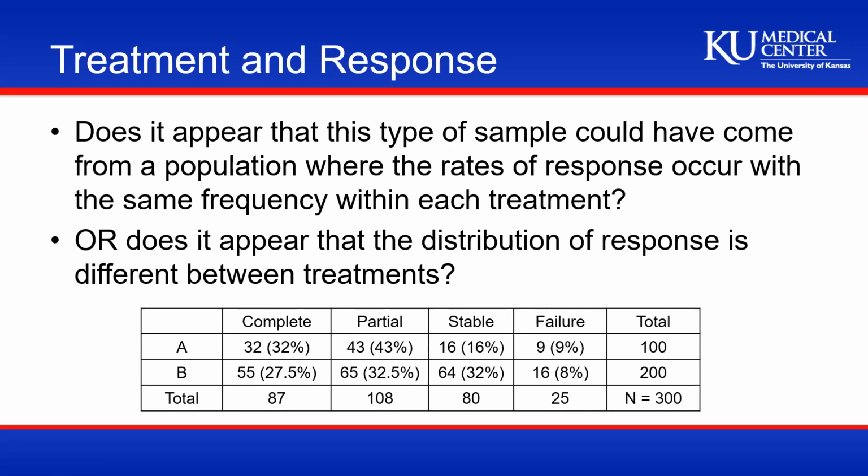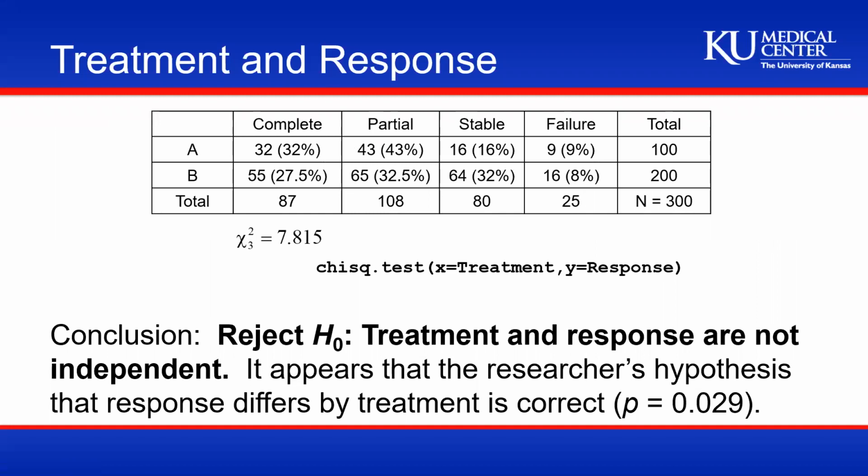So in other words, the question is, is 32% different than 27.5%? Is 43% different than 32.5%? Is 16% different than 32%? Is 9% different than 8%? Is the distribution of complete, partial, stable, failure similar enough between A and B to say that these are producing the same response patterns? To do this, you do a chi-square test.